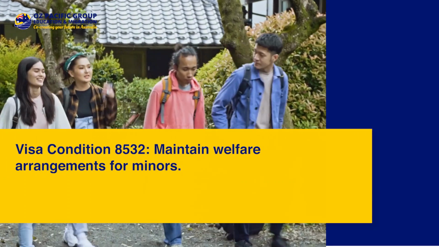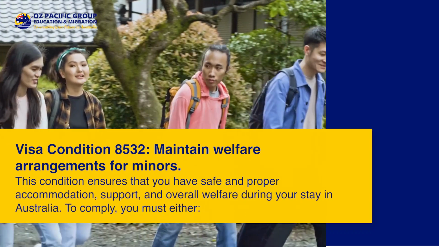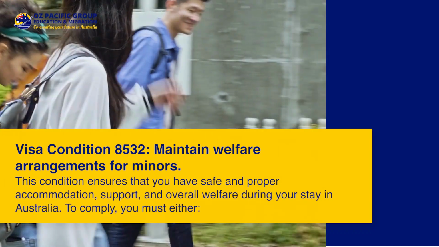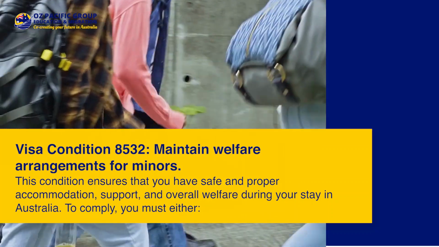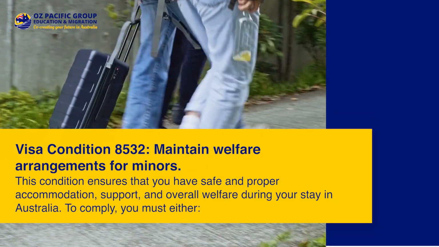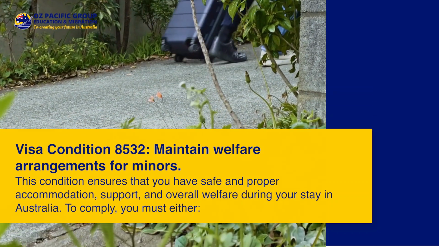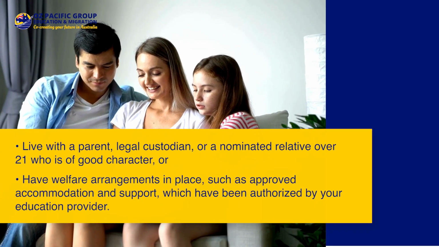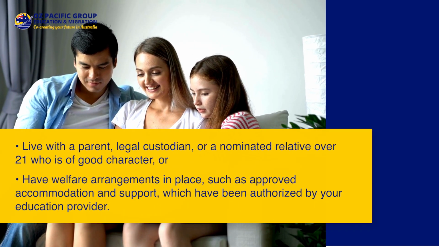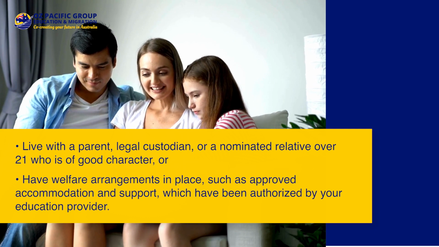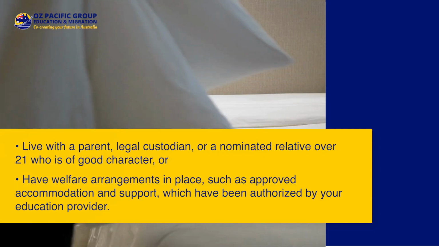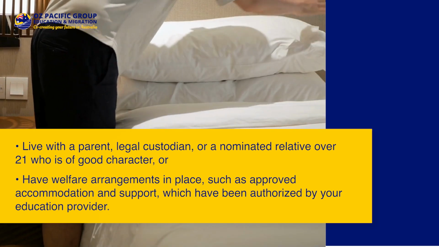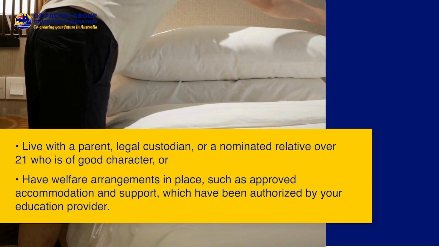5. Visa Condition 8532. Maintain welfare arrangements for minors. If you're under 18, this condition ensures that you have safe and proper accommodation, support, and overall welfare during your stay in Australia. To comply, you must either live with a parent, legal custodian, or a nominated relative over 21 who is of good character, or have welfare arrangements in place, such as approved accommodation and support, which have been authorized by your education provider.